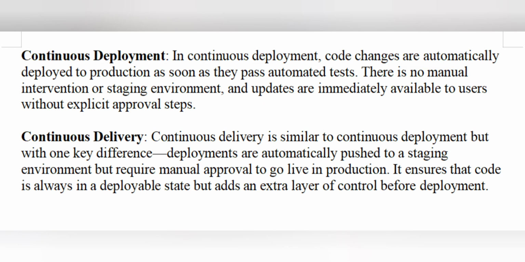For continuous deployment, code changes are automatically deployed to production as soon as they pass the automated tests. There is no manual intervention or staging environment, and updates are immediately available to users without explicit approval steps. For continuous delivery, it is similar to continuous deployment but with one key difference. Deployments are automatically pushed to a staging environment but require manual approval to go live in production. It ensures that code is always in a deployable state but adds an extra layer of control before deployment.